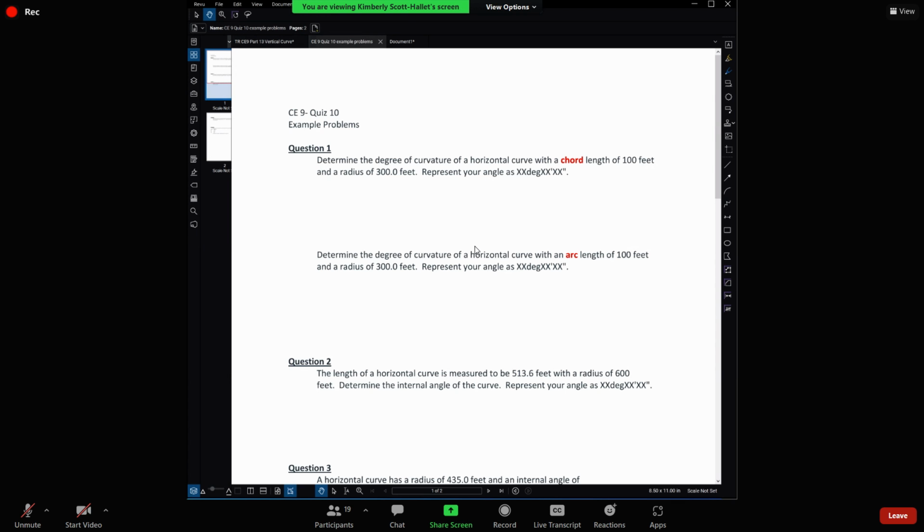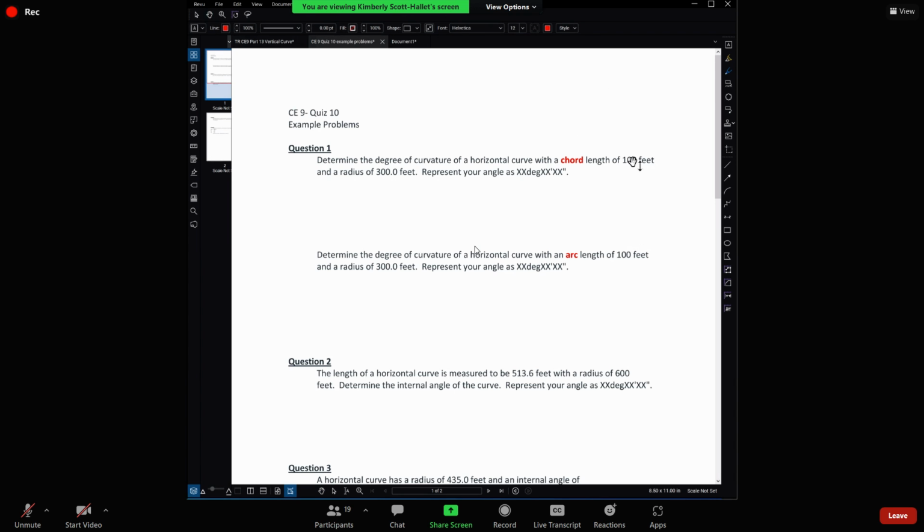So if you guys go to the first page of the horizontal curve note, you'll see those two equations that are specific for a 100-foot long chord and a 100-foot long arc. They are a little bit different. So I think that was the biggest issue with this. So I have both examples here for reference.